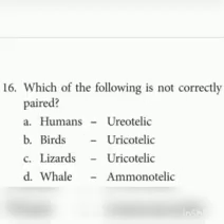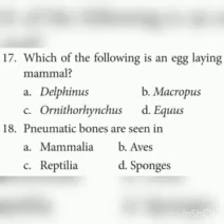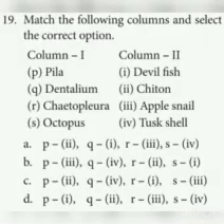16th one, which of the following is not a correct pair? Whale, aminotelic. Whale is not a fish, it is a mammal, so it excretes urea, so it is the wrong one. 17th one, which of the following is an egg-laying mammal? Ornithorhynchus. And 18th one, pneumatic bones are seen in? Pneumatic bones means bones filled with air cavities. It is seen in birds, that is Aves. And 19th one, match the following columns and select the correct options.